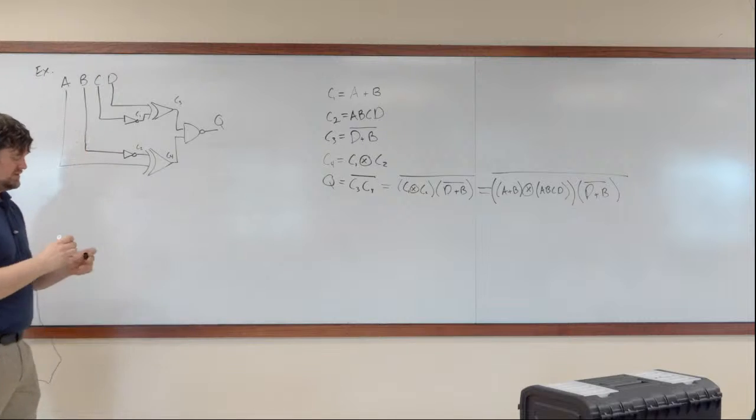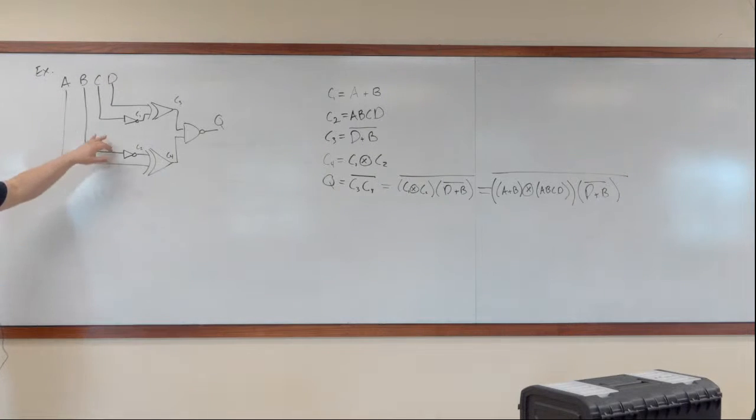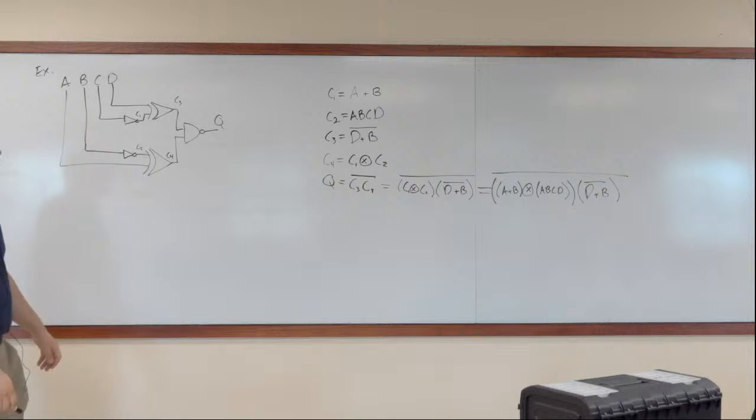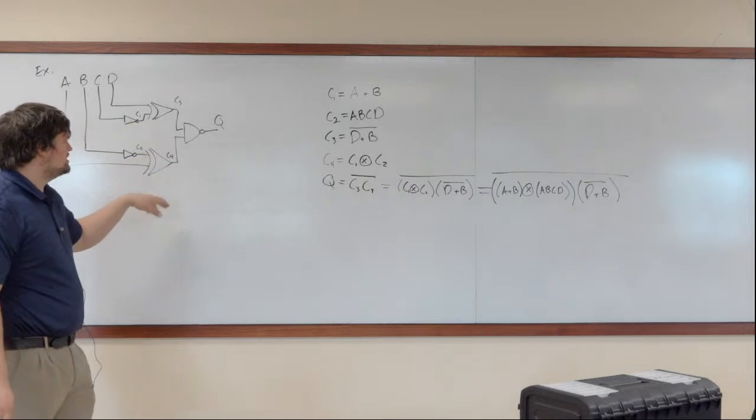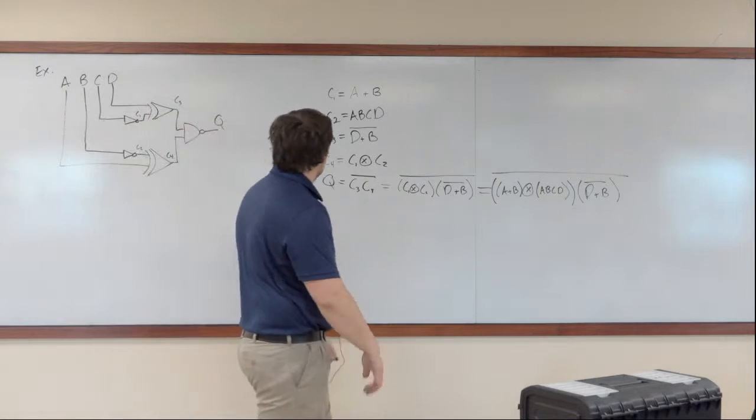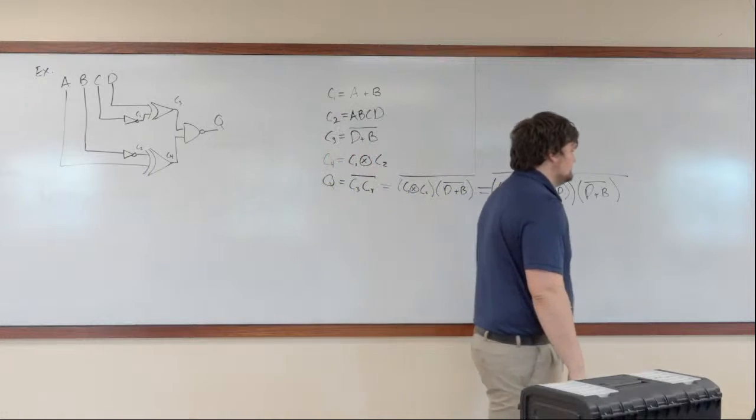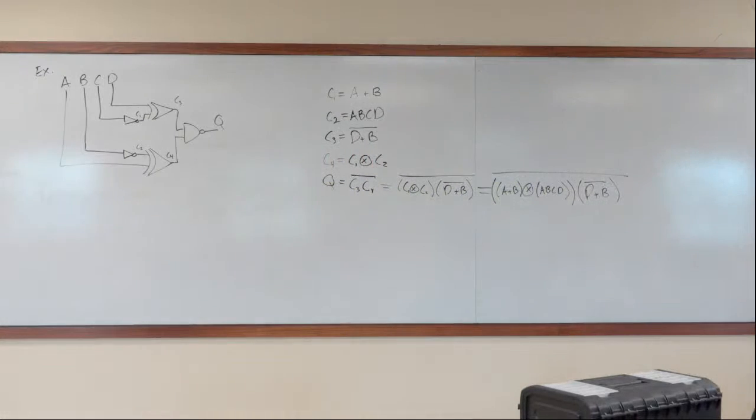All right. So I got your gates, C1, C2, C3, C4, and Q. So I guess that's 5 gates. I want you to solve for what Q is.